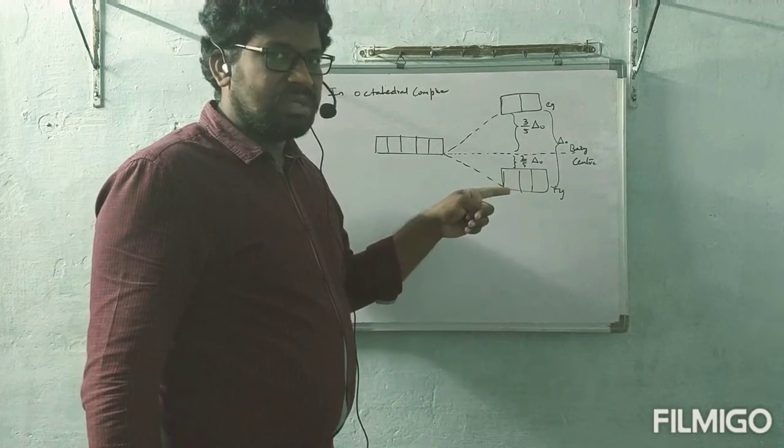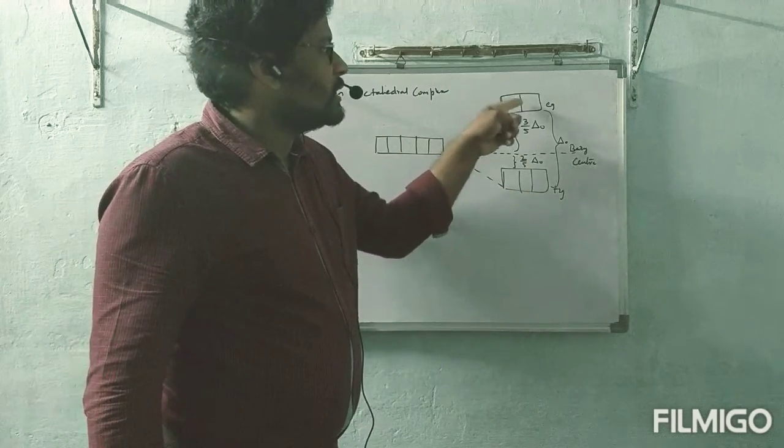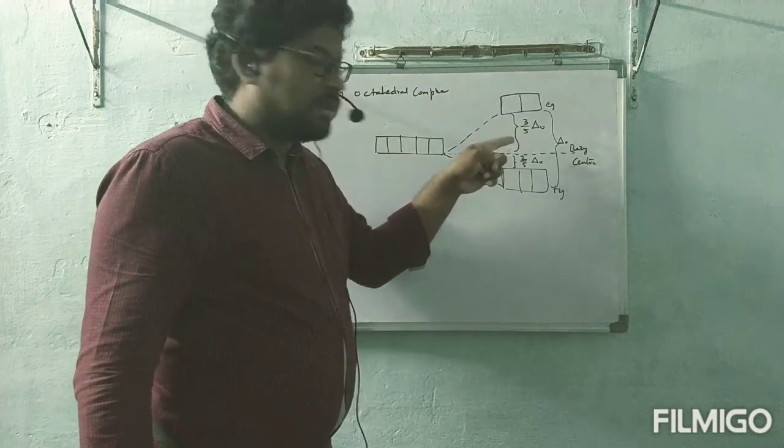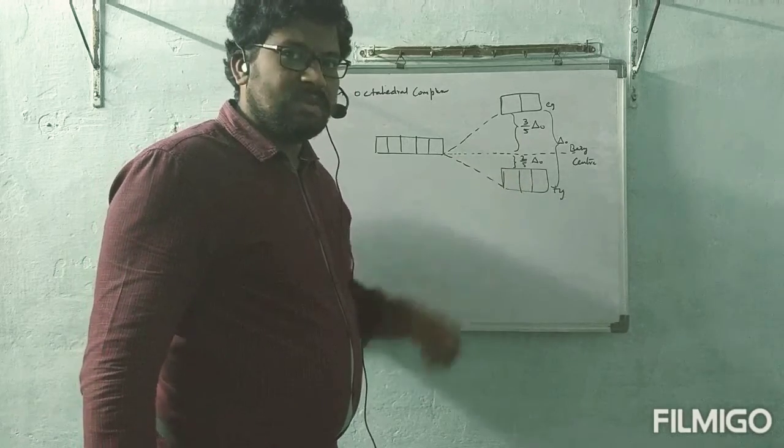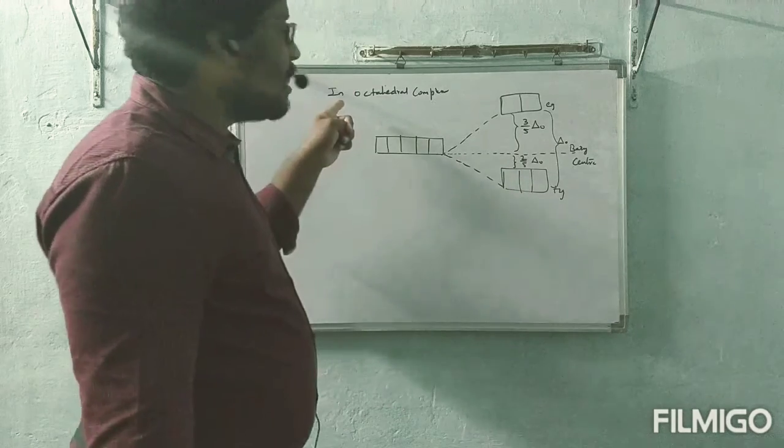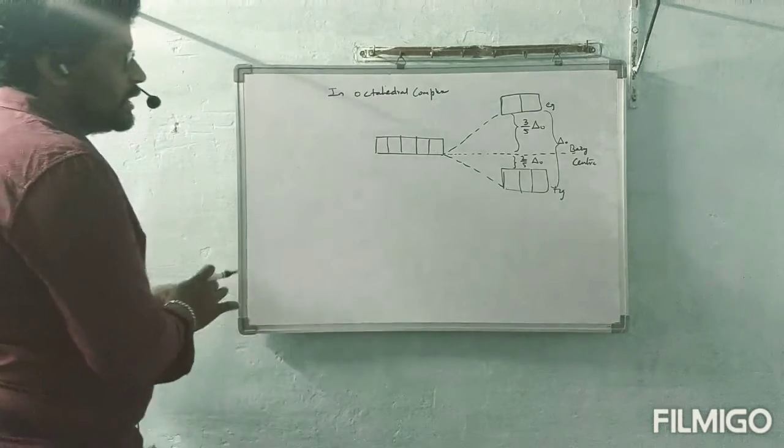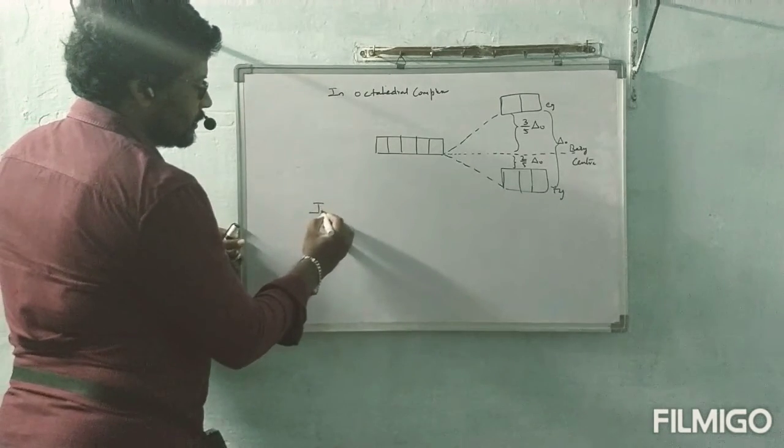No need to get confused. Just remember, here 2 orbitals are there, then 3/5. Here 3 orbitals are there, then 2/5. This is in the octahedral complex. Next, the tetrahedral complex.